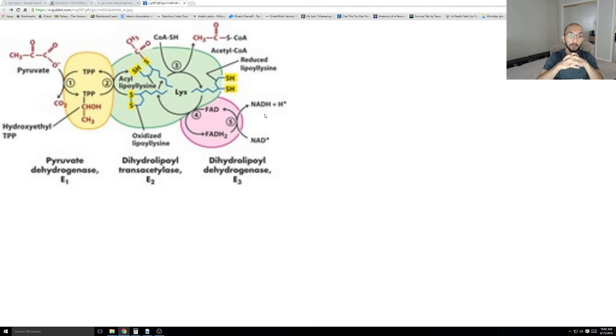So I hope that we've been able to understand how pyruvate is converted into acetyl-CoA, and where the carbons are, where the electrons are, and how the system overall cycles itself so that it can continue running and aiding the biological machinery.